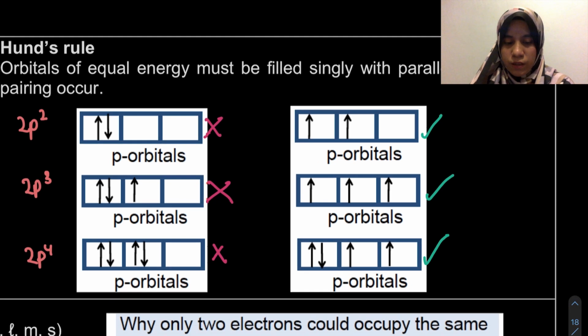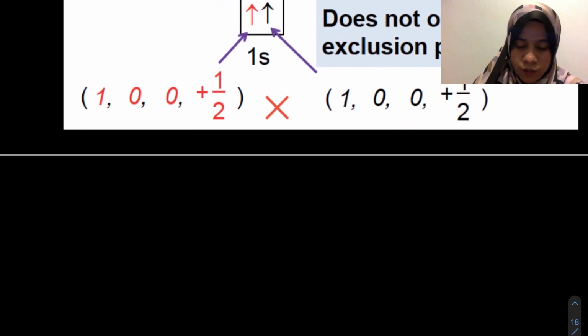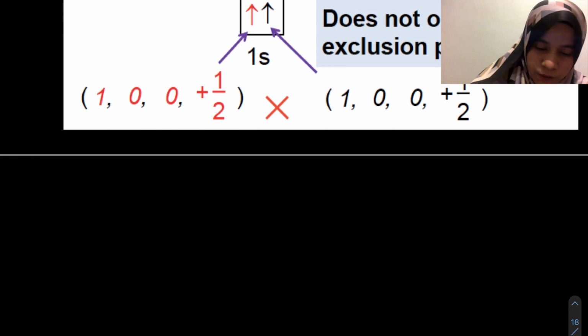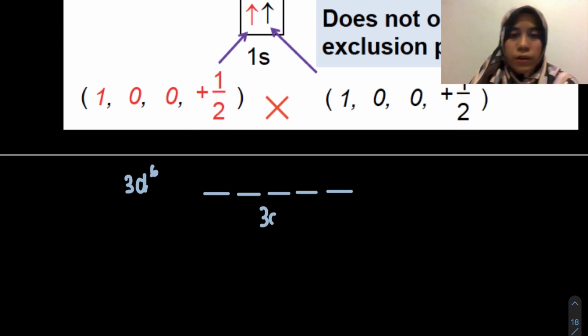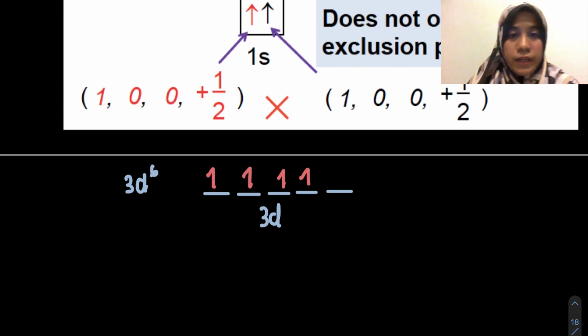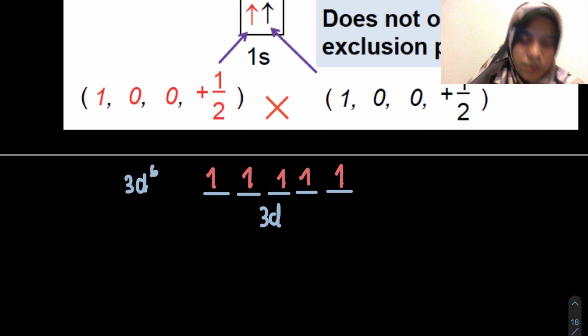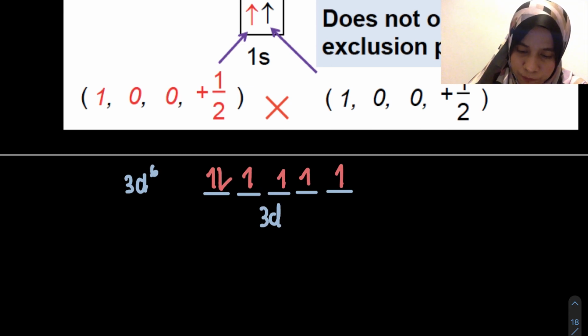So contohnya, alamak tak cukup ruang. Okay, Miss buat kat bawah ni. So contohnya if I have 3d6. So kalau 3d, so jadi 1, 2, 3, 4, 5. Okay, so 3d. So again, how we're going to fill it up? We're going to fill it up by singly first, 1, 2, 3, 4, 5. Then baru kita 6. Dia macam tu. Must be yang ni. Dia tidak boleh. Ni baru betul. This one betul.